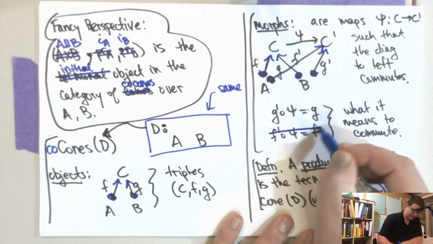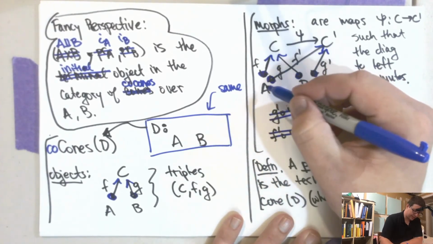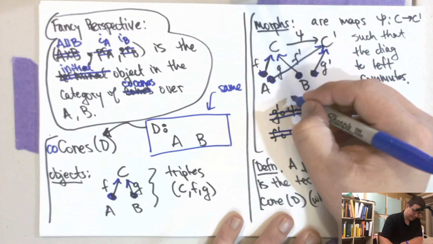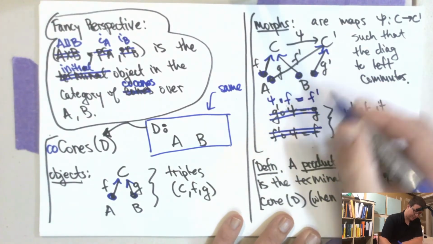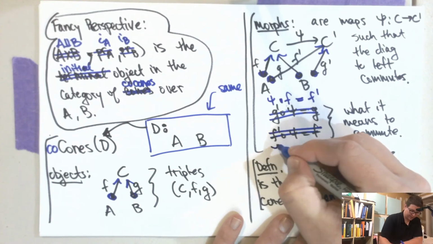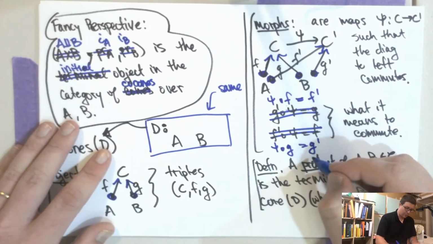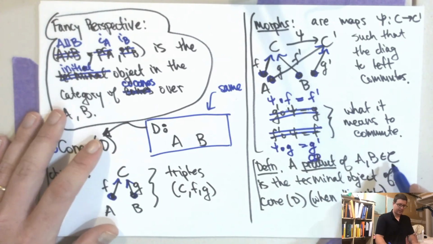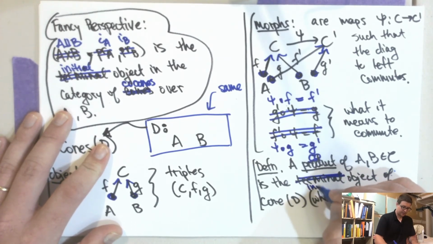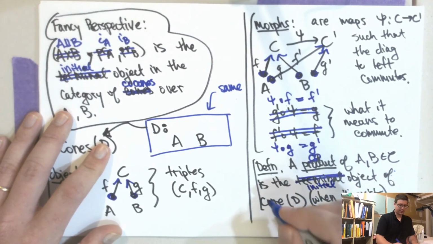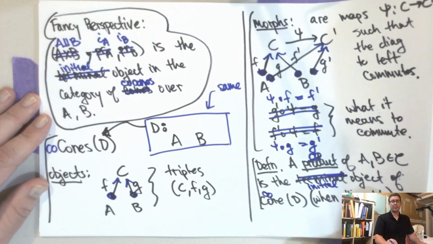Okay, so these are just totally wrong. The correct condition is that F followed by psi is F prime, and in this one G followed by psi is G prime. All right, and then a coproduct of A and B in the category is the initial object of cocone D. So this is what the coproduct is.